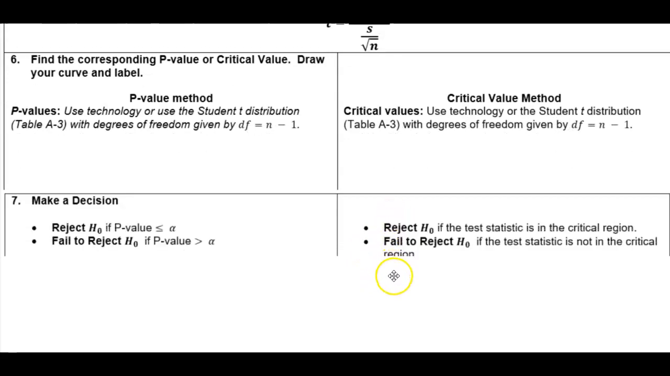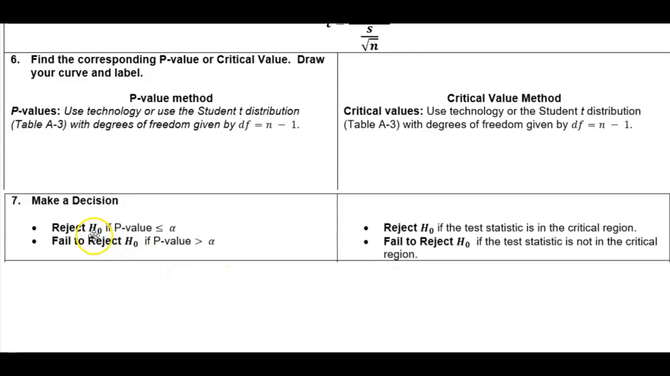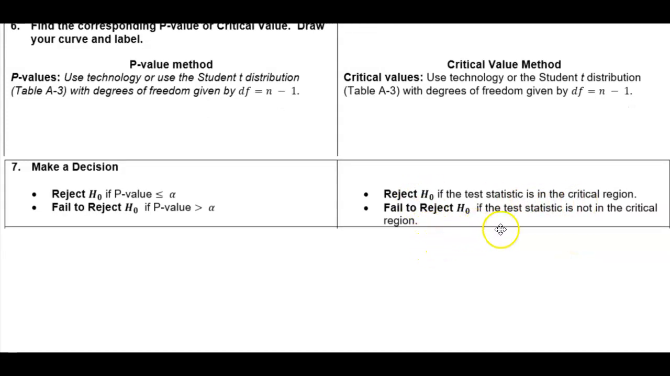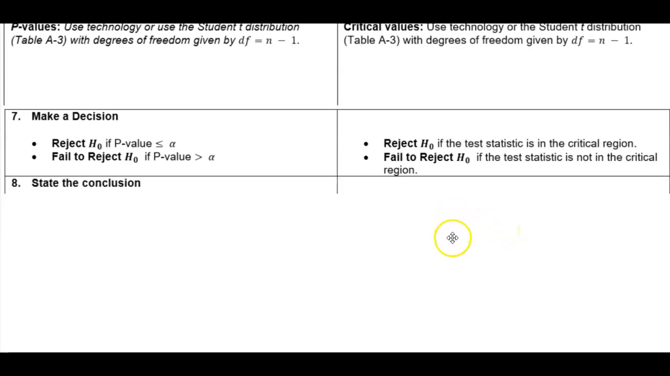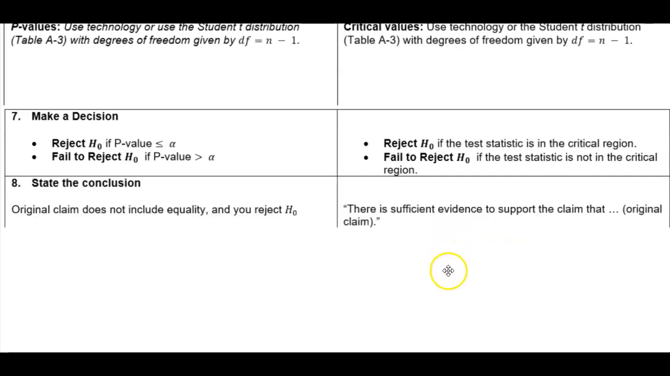When making a decision for the p-value method, you reject the null hypothesis if the p-value is less than or equal to alpha, and you fail to reject the null hypothesis if the p-value is greater than alpha. For the critical value method, you reject the null if the test statistic is in the critical region, and you fail to reject the null if the test statistic is not in the critical region. And then state your conclusion.